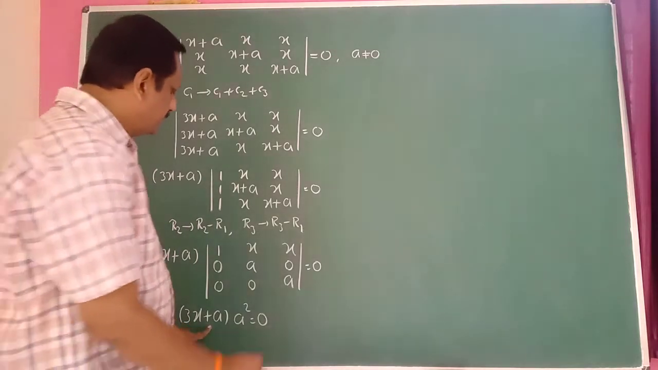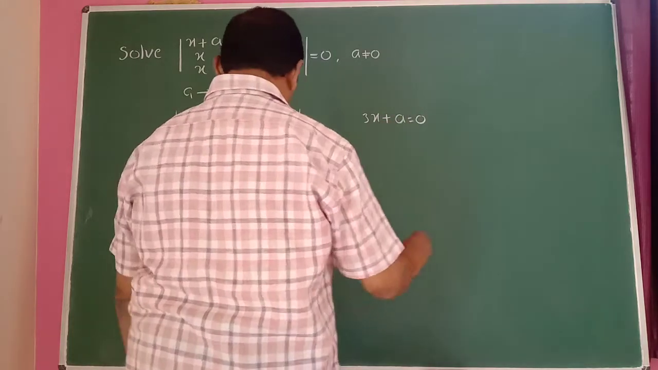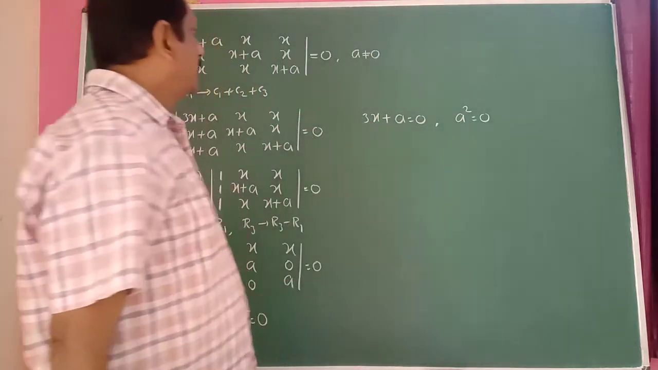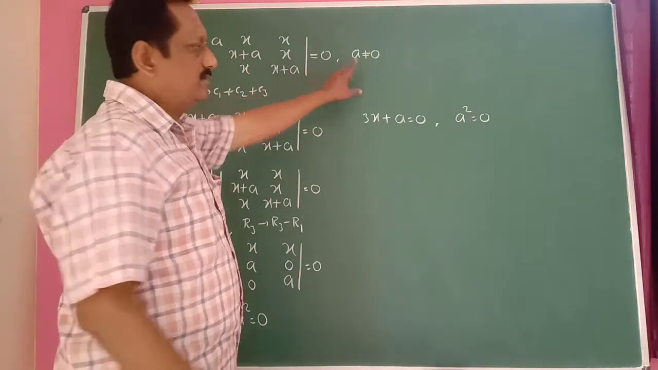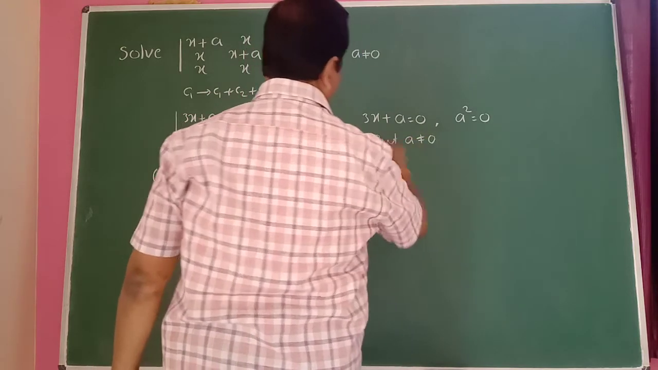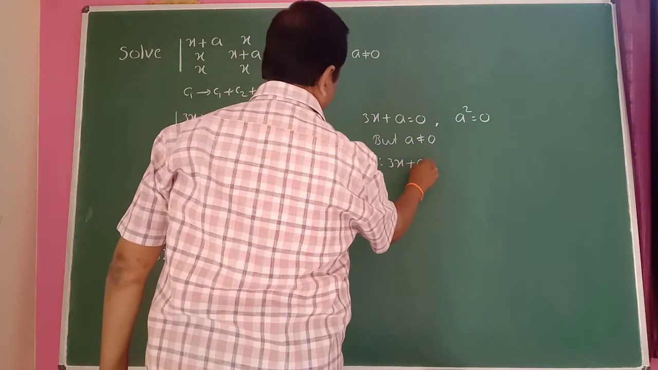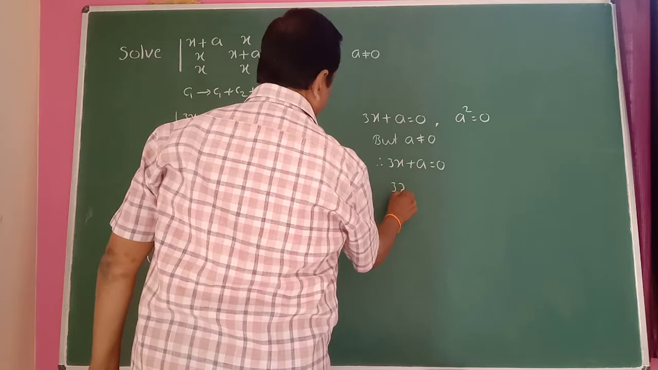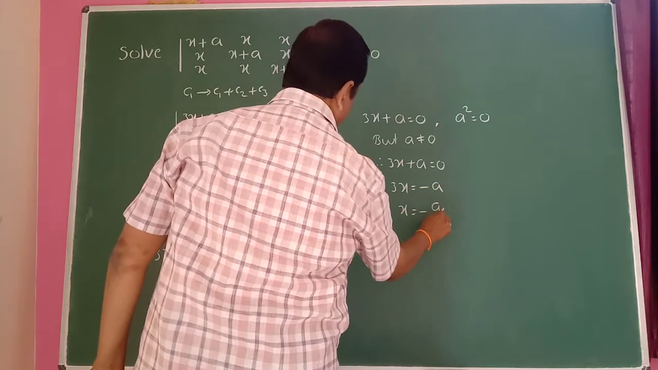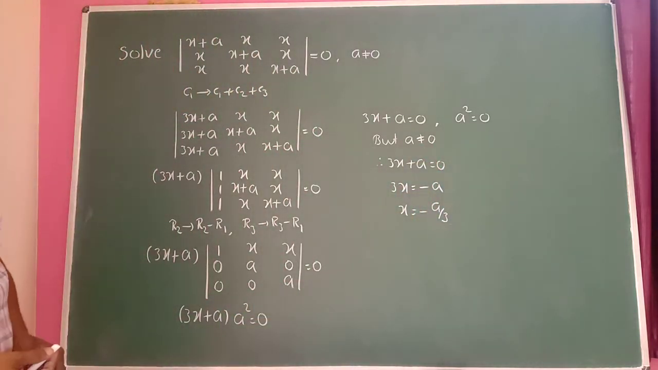So 3x plus a is equal to 0, or a squared is equal to 0. But it is already given that a cannot be 0, so a is not equal to 0. Hence 3x plus a is equal to 0. Therefore 3x is equal to minus a, then x equals minus a divided by 3. The value of x is minus a upon 3.